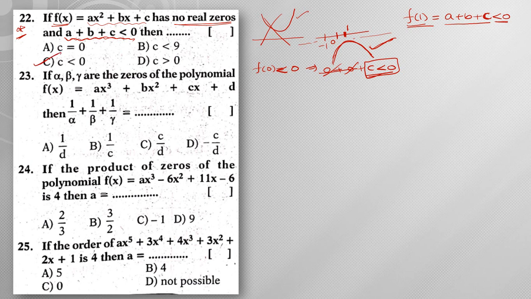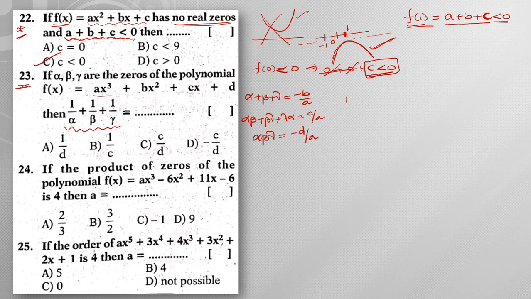So this question is a little higher level thinking question, right? Next, moving on to question number 23. If alpha, beta, gamma are the zeros of this particular polynomial, this is a cubic polynomial. What is he asking? 1 by alpha plus 1 by beta plus 1 by gamma. First of all, write down the values. The sum of zeros is given by minus b by a. Next, the sum of the product of zeros taken 2 at a time, alpha beta plus beta gamma plus gamma alpha, is equal to c by a. In the same way, the product of zeros is given by minus d by a.